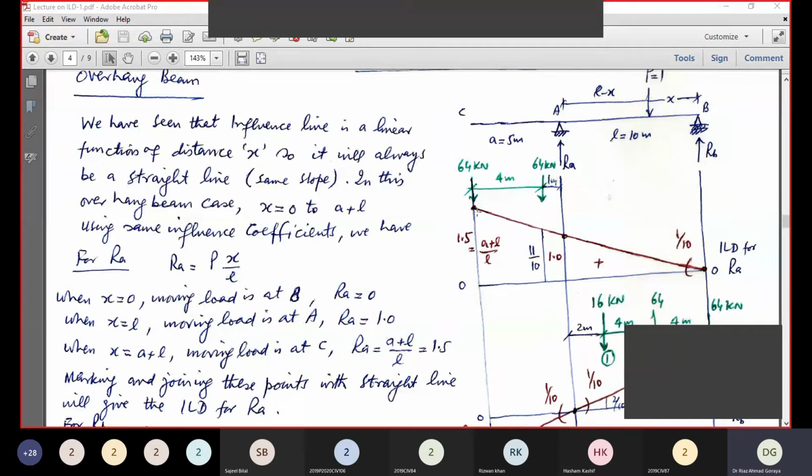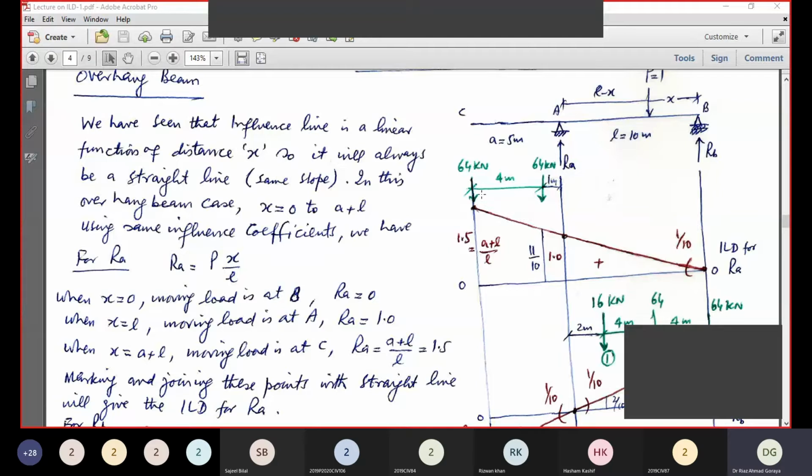So the wheel must be at the biggest ordinate in case of an overhang beam. I prefer both can be adopted, but I prefer the second one, that this is more realistic and this will give more value than the earlier approach.